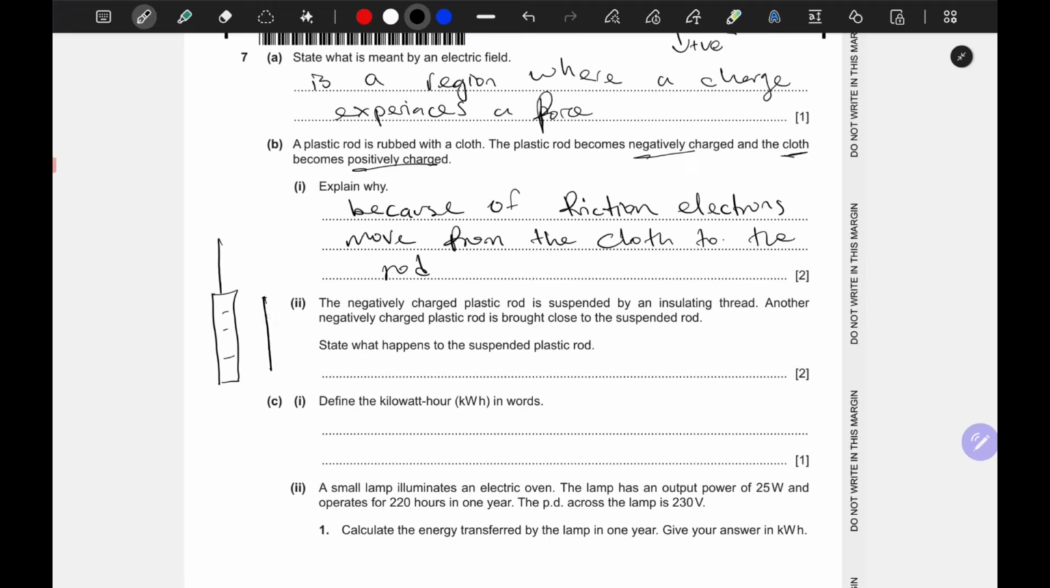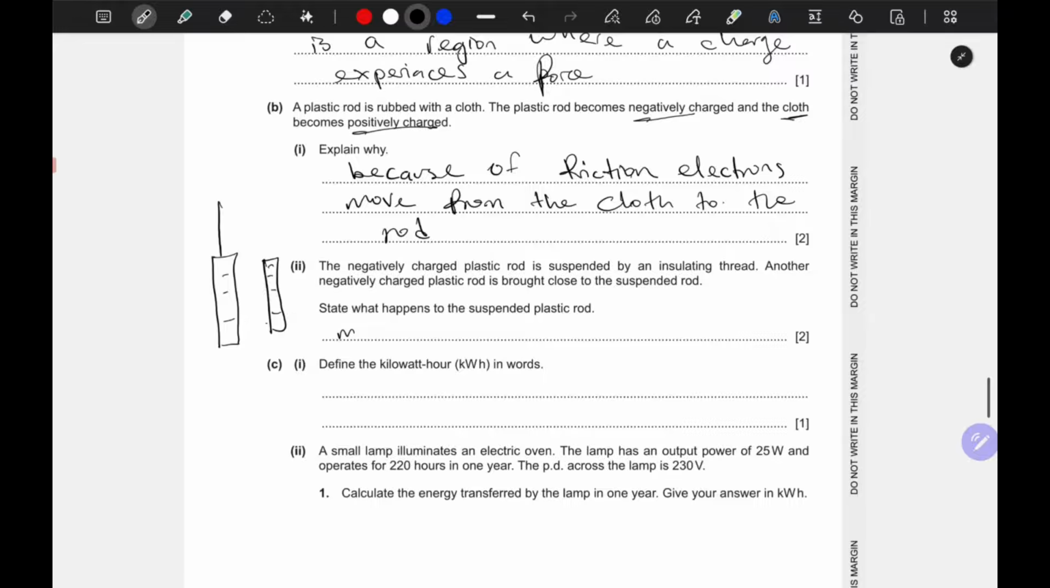So we've got another one. What happens when they're close to each other? When this is brought close, this one moves away. Why? Because it's repelled, due to the same charge. Like charges repel each other and opposite charges attract each other.